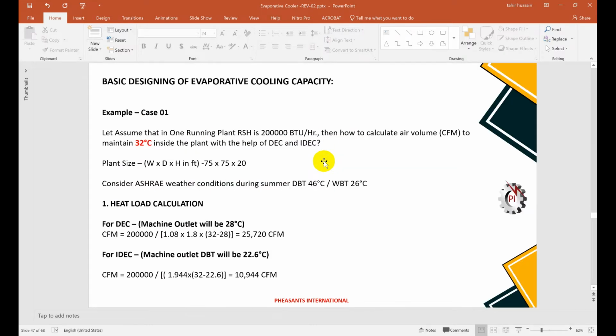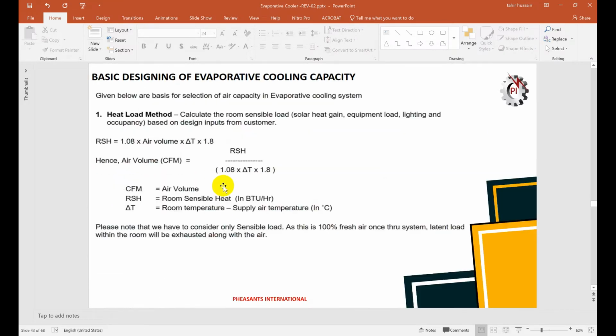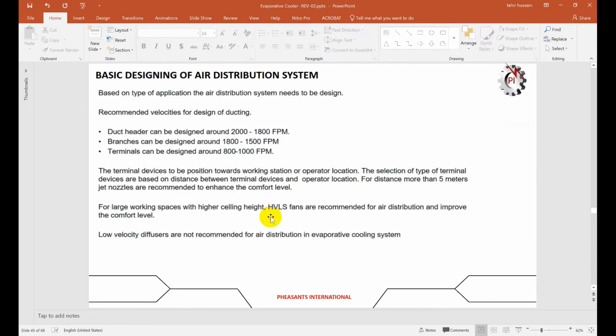Now we will do one case study. Suppose the client wants to maintain an inside temperature of 32 degrees centigrade. So we calculate the room sensible heat. Sensible load is 200,000 BTU per hour. So we will see how to calculate the airflow while the client needs to maintain the inside temperature of 32 degrees centigrade. This is the plant's length, width and height. As we did in the last example, the ambient temperature is 46 degrees dry bulb and the wet bulb is 26. We have already seen the formula, and we will use this formula to calculate the airflow.